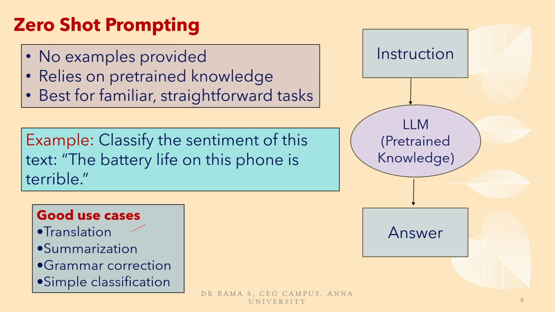We have the instruction. Instruction is nothing but the prompt, and we give it to the pre-trained knowledge in the LLM, which is already trained. We are not giving anything else here, and we get back the answer straight. So this is a straightforward approach.